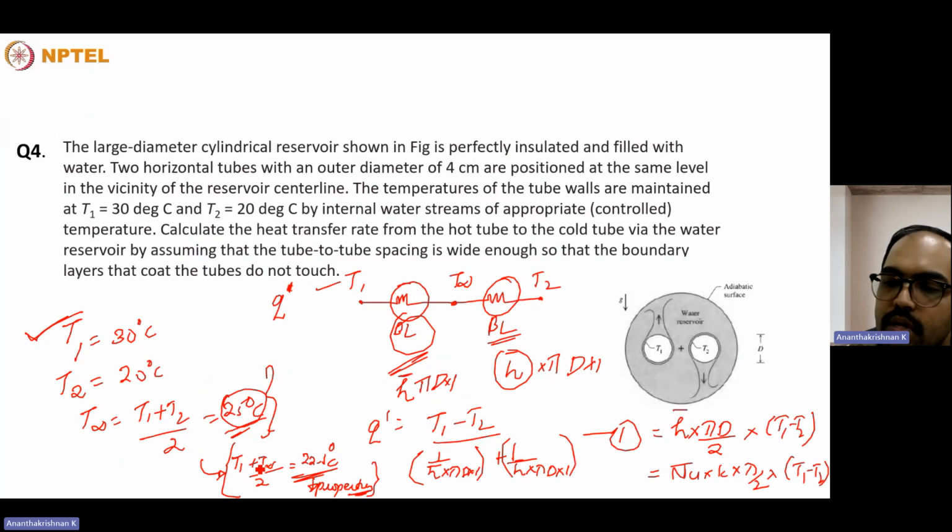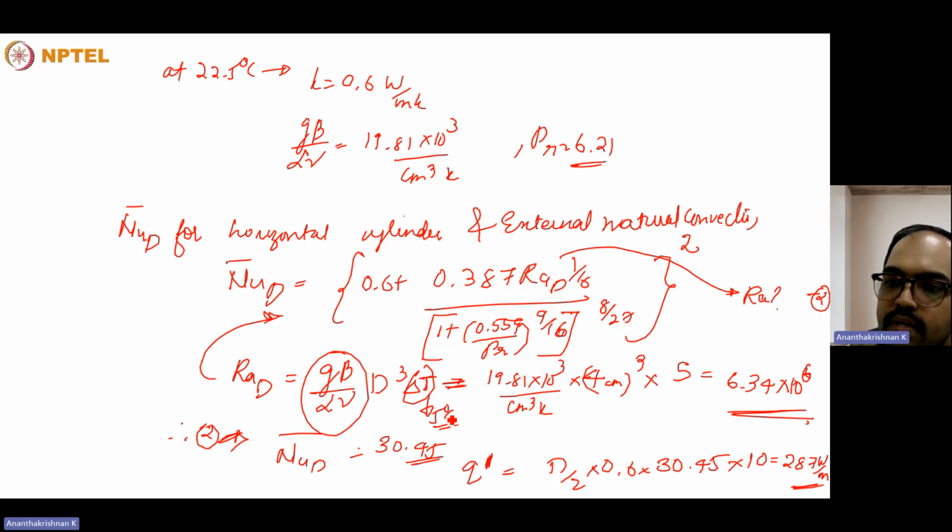And the fourth problem is a problem on external natural convection for two tubes dipped inside a water reservoir within an adiabatic enclosure. The heat transfer rate will be decided by the Nusselt number values of external natural convection for horizontal cylinders. So once we get that logic, it's quite straightforward.